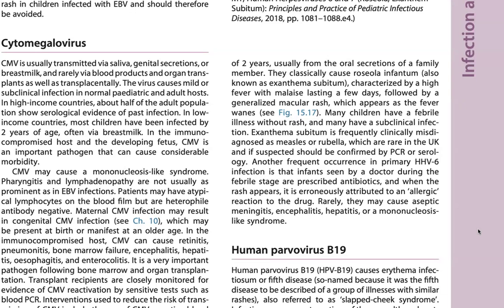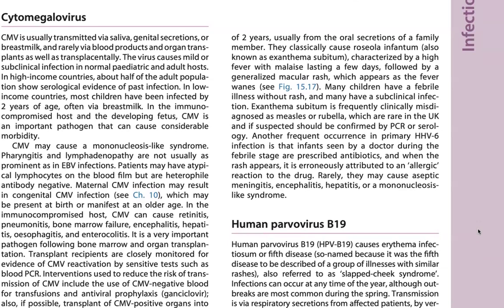Another frequent occurrence in primary HHV6 infection is that infants seen by a doctor during the febrile stage are prescribed antibiotics. When the rash appears, it is erroneously attributed to an allergic reaction to the antibiotics. They may cause aseptic meningitis, encephalitis, hepatitis, or mononucleosis syndrome.